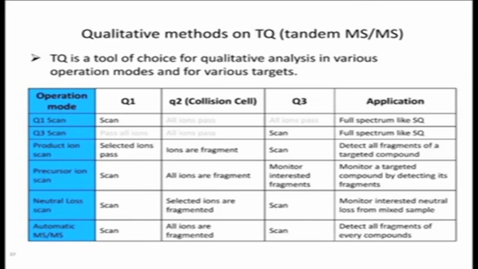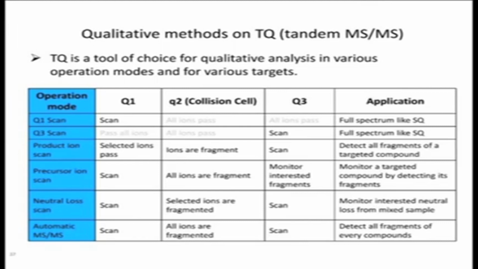Then the product ion scan. In the product ion scan, you select a particular precursor in the first quadrupole. It passes through the second quadrupole, where it undergoes fragmentation. And what fragments are you getting? You have to scan what product ions you are getting. This gives you qualitative information.